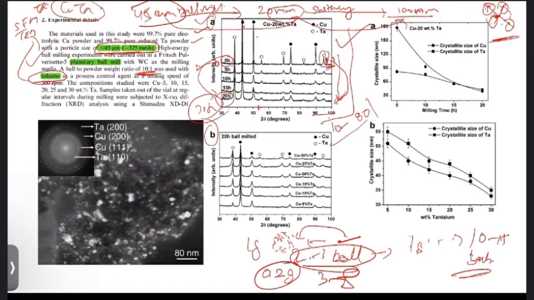Now from graph B, they have fixed the time now. 20 hours is fixed. What are they changing? They are changing the amount of tantalum. They started with 5% and slowly increased to 30%. Now, what change are you observing when we are increasing the tantalum? Time is fixed, amount of copper is fixed, only the amount of tantalum is changing. What is the peak difference you are able to see in plot B?